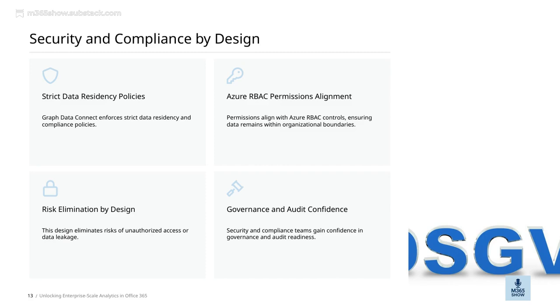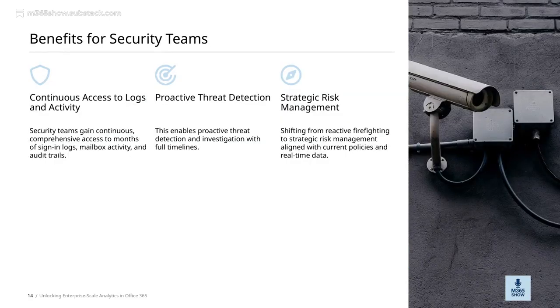Finally, Graph Data Connect enforces strict data residency and compliance policies. This guarantees that data remains within specified geographic locations and adheres to regulatory requirements, which is essential for maintaining trust and compliance at an enterprise level. Altogether, these design principles help us achieve a secure, compliant, and scalable analytics environment, integral to our broader strategy of empowering enterprise insights responsibly. Now, let's look at how these benefits really empower security teams.